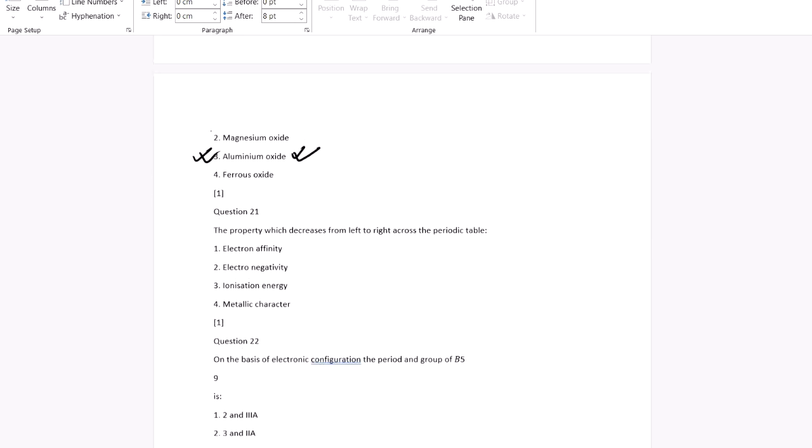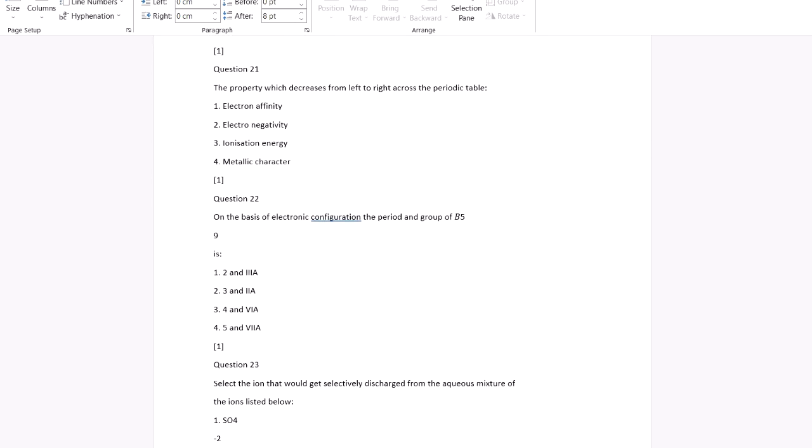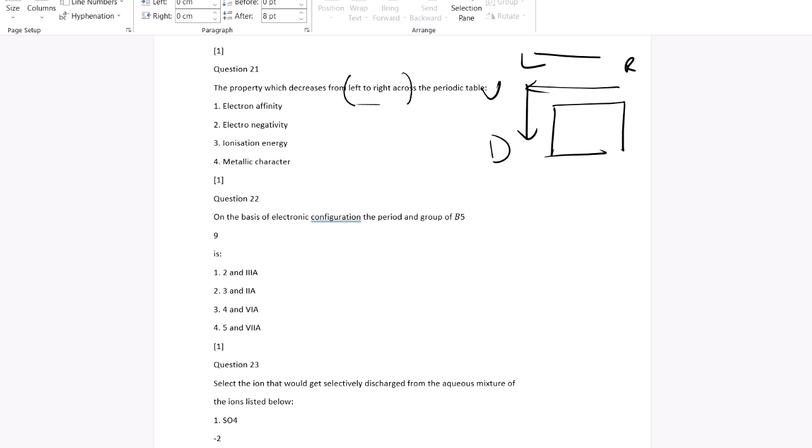Okay, next we have the property which decreases from left to right of the periodic table. Here we have the periodic table with arrows: right, left, up and down. It is asked from left to right. Electron affinity increases from left to right, electronegativity increases, ionization energy increases because elements become more non-metallic in nature. Metallic character decreases. So the only property that decreases from left to right will be the metallic character.